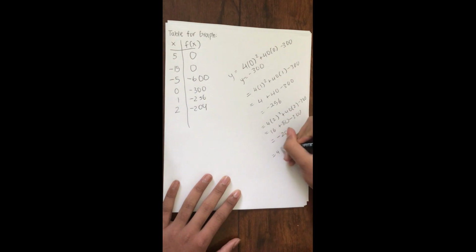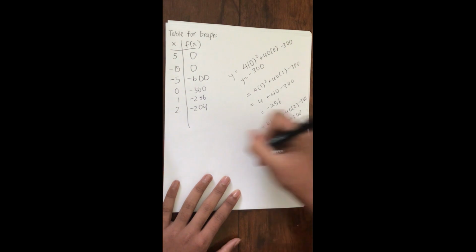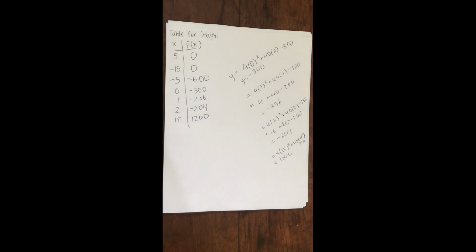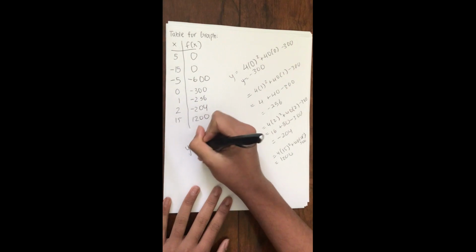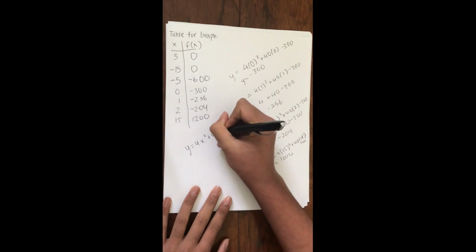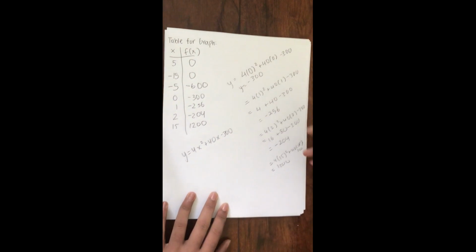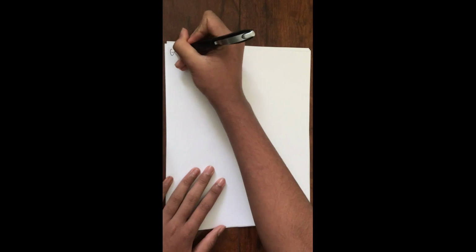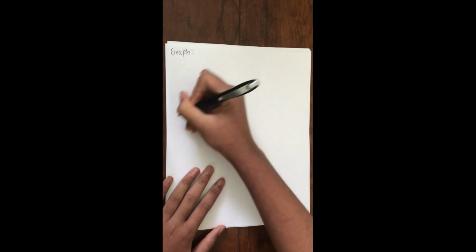Now let's do it for 15. We might need a calculator for this one. So if you have a calculator, you can also use a calculator. This is equal to 1200. I used a calculator. So, okay, now we have 7 points. Now we can start graphing the equation y is equal to 4x squared plus 40x minus 300. So let's graph the equation.